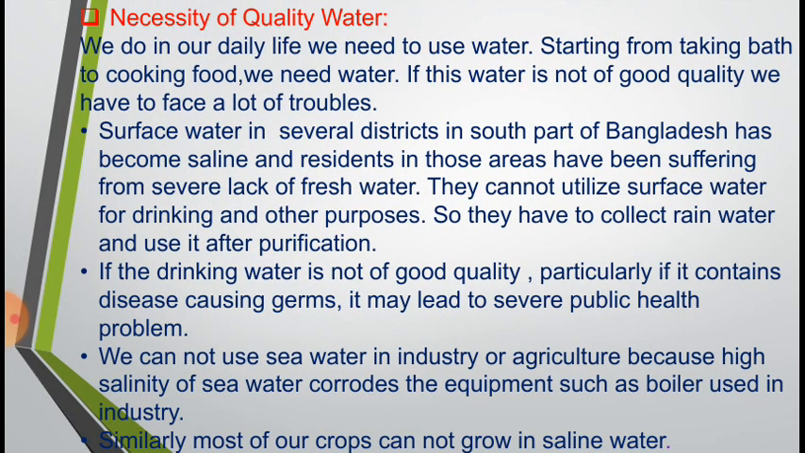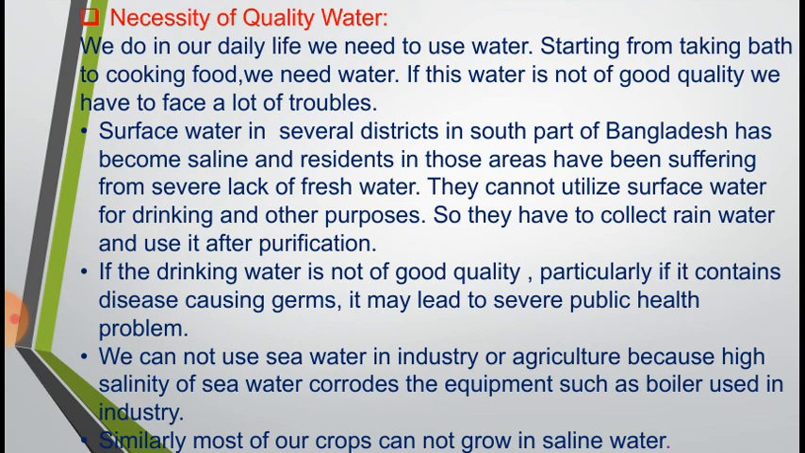Necessity of quality water. In our daily life, we need to use water. Starting from taking a bath to cooking food, we need water. If this water is not of good quality, we have to face a lot of troubles. Surface water in several districts in the south part of Bangladesh has become saline, and residents in those areas have been suffering from severe lack of fresh water. They cannot utilize surface water for drinking and other purposes.